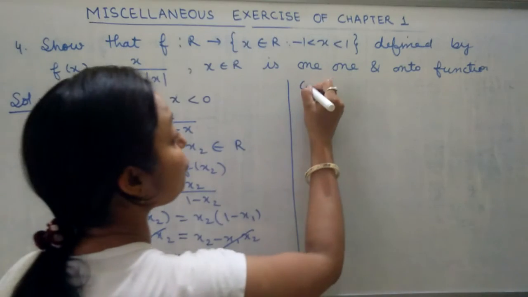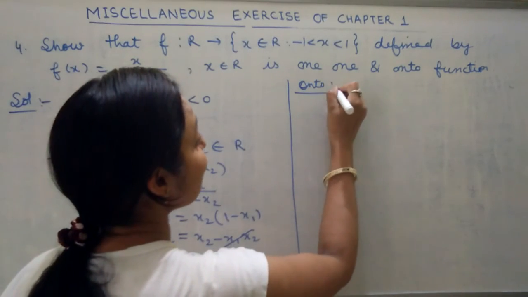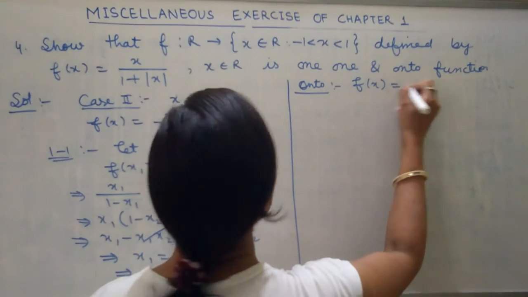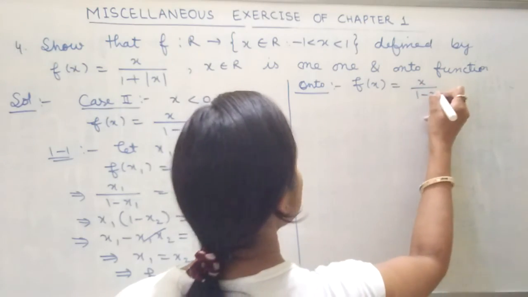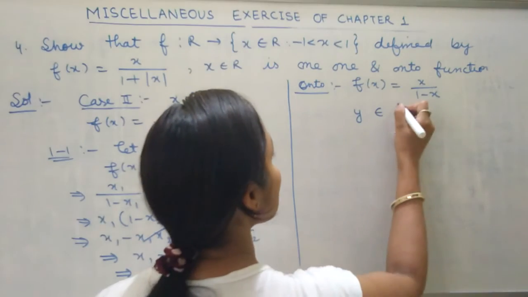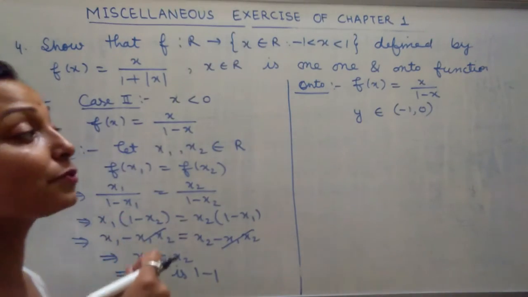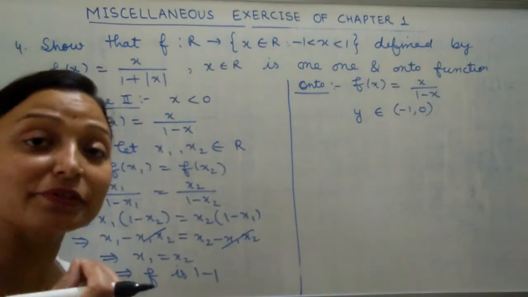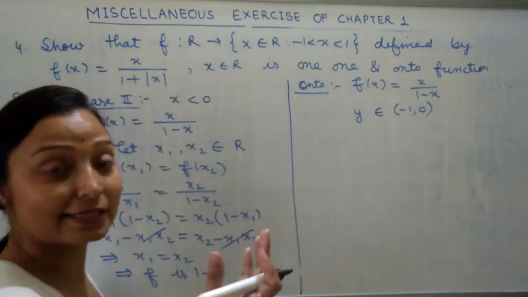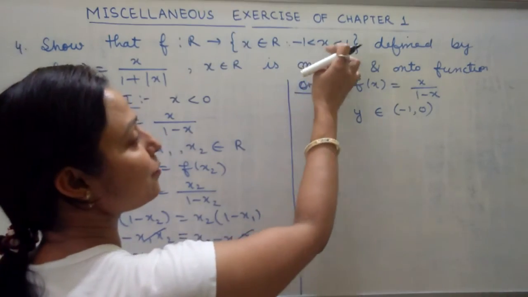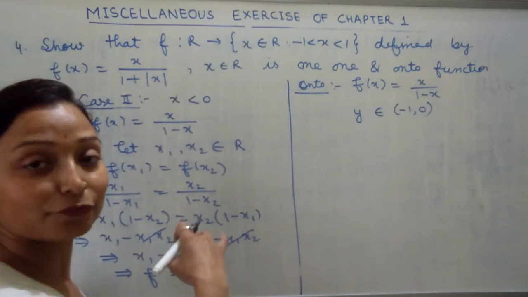Now come to onto. I will take the numbers. Question: f(x) is given as x upon 1 minus x. I will take y belonging to the open interval minus 1 to 0, because the y which we get should be in minus 1 to 0. It is divided into two parts, minus 1 to 0 and 0 to 1. So I have to prove it for 0 to 1.